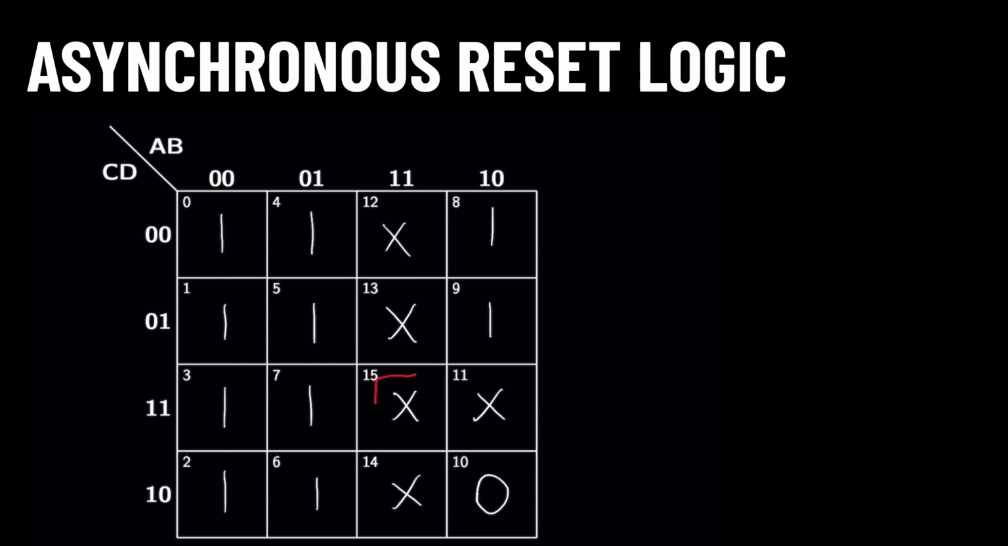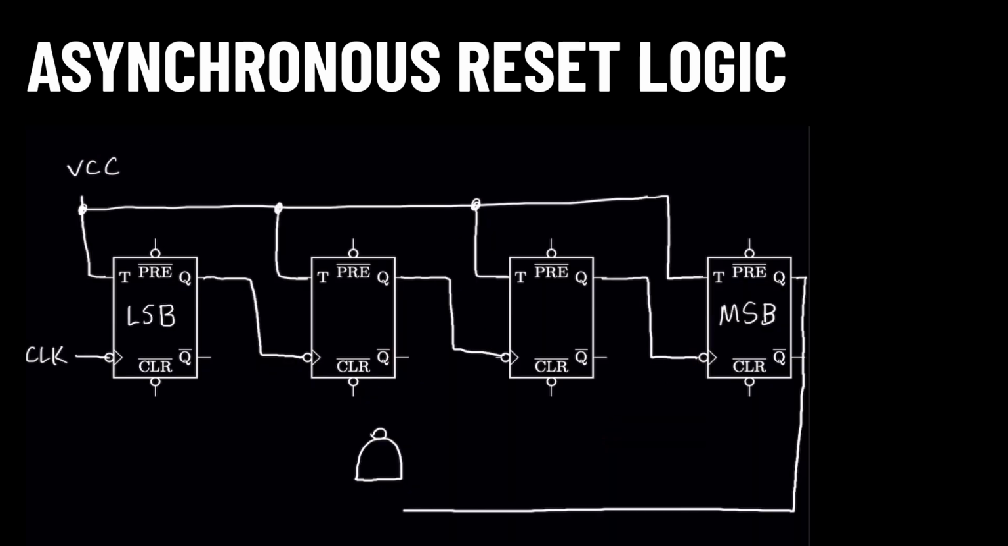Asynchronous clear pins tend to be active low, so a reset is indicated by 0. If we put this into a K-map, we get a minimum POS expression of A prime plus C prime, or the quantity of A, C prime, which we can use a NAND gate to build.